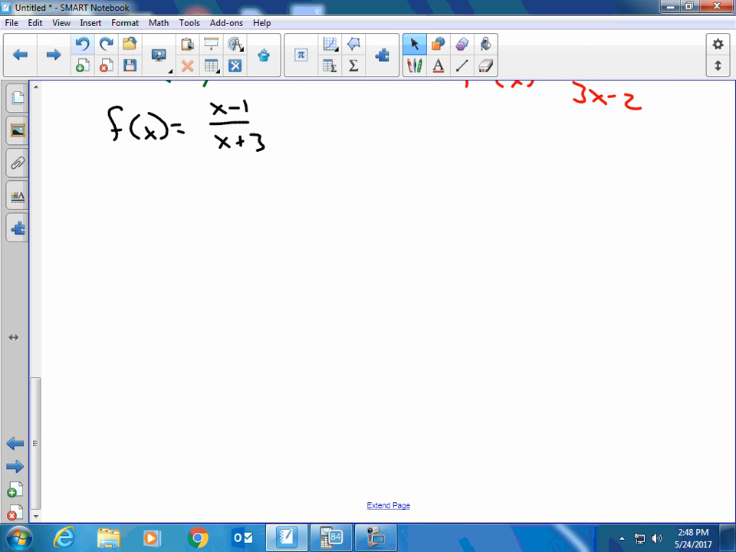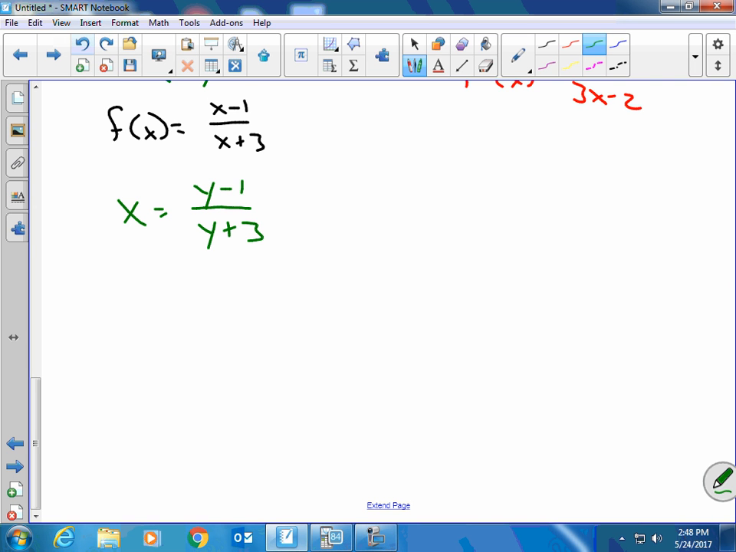All right, if you did not get that last one, try this one. And if you did get the last one and you're done, nice job. But if you want one more practice one, give this one a try. All right, switch the x and the y. Multiply both sides by y plus 3.